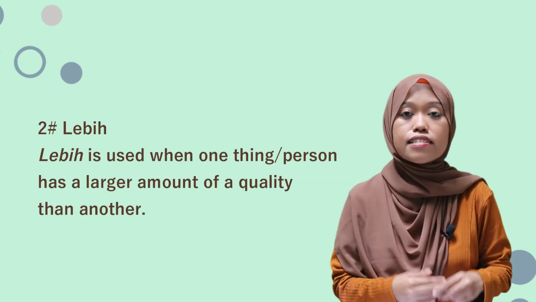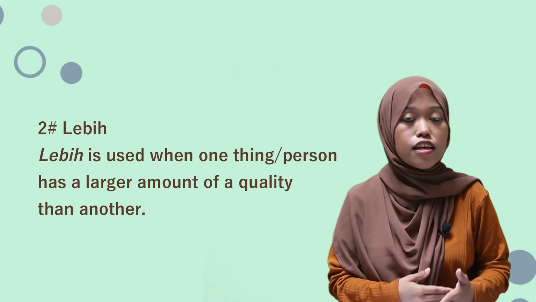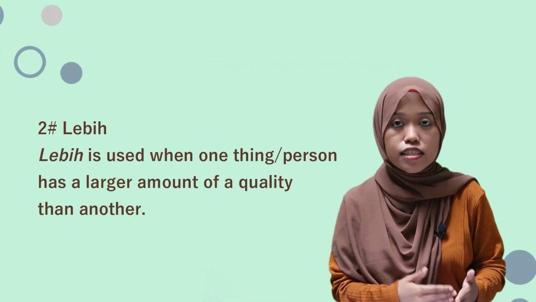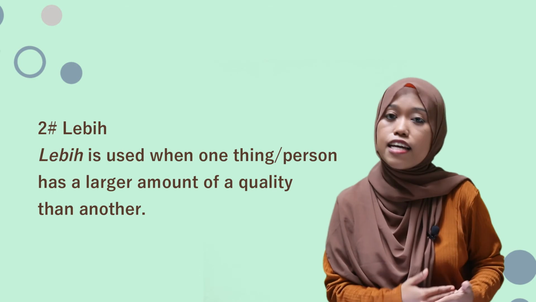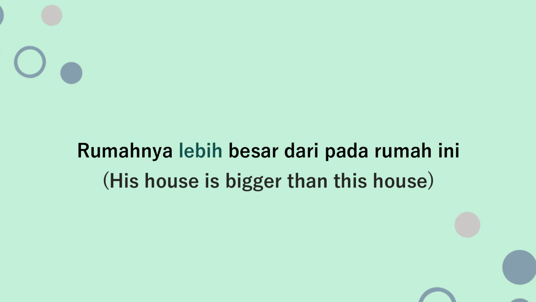The second one is lebih. We use lebih before an adjective when one thing or person has a larger amount of a quality than another. For examples, Rian lebih pintar daripada saya. Rumahnya lebih besar daripada rumah ini.